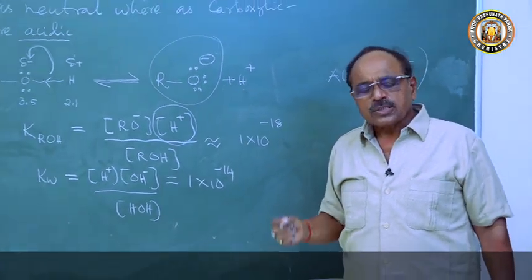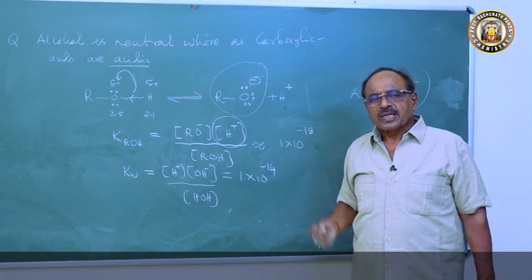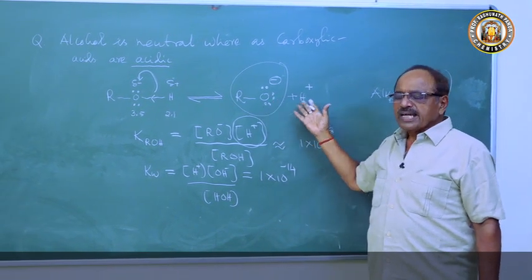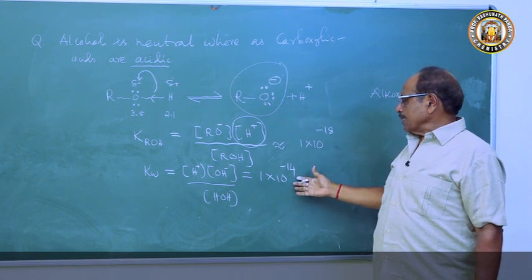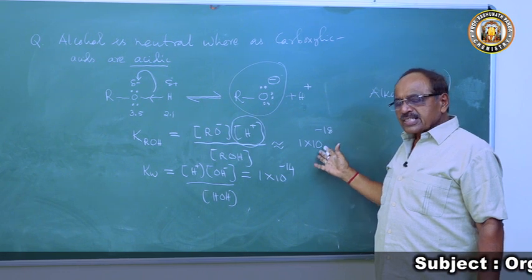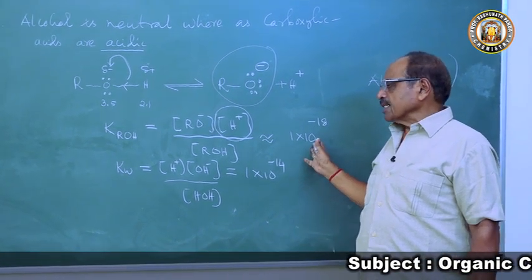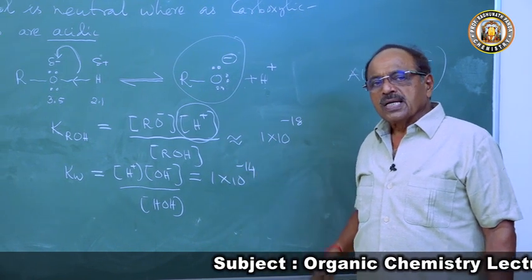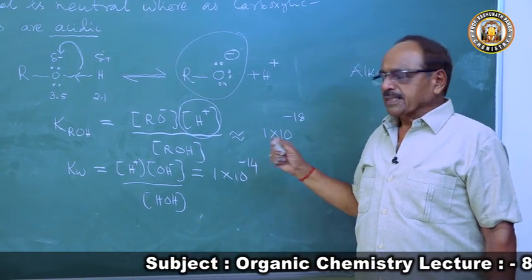So what is an acid? Those compounds which give H plus are acids. Alcohol is not giving H plus that much. Water has 10 to the power minus 14 and alcohol has 10 to the power minus 18. This shows that the dissociation constant is a measure of acid strength. So alcohol is more neutral than water.